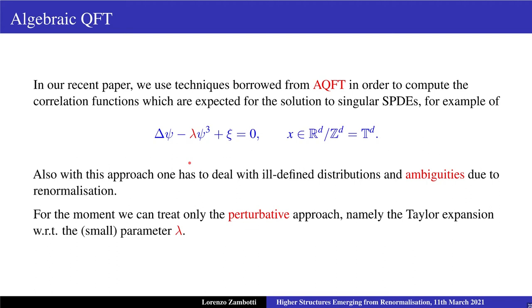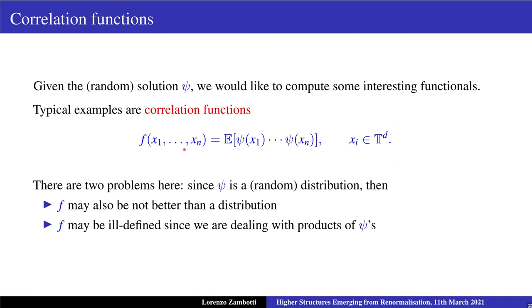Now, as I wrote here, this algebraic quantum field theory technique allows, in principle, to compute these correlation functions. Okay, so you remember, I am very fond of this. So in a sense, F is deterministic. It is outside the expectation, okay, while psi is inside the expectation.